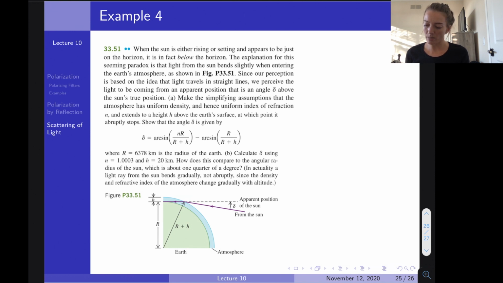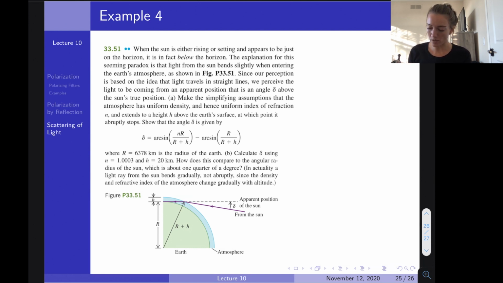So we are going to make the simplifying assumption that the atmosphere has a uniform density, which obviously it doesn't. We're going to say it has a uniform density, and hence a uniform index of refraction, we'll just call n. And then it extends some height h above the ground and then just immediately stops. So obviously our true atmosphere tapers off a little bit and the index of refraction changes. We're just going to treat it as one solid atmosphere that ends abruptly at height h and has just one index of refraction to make the problem easier.